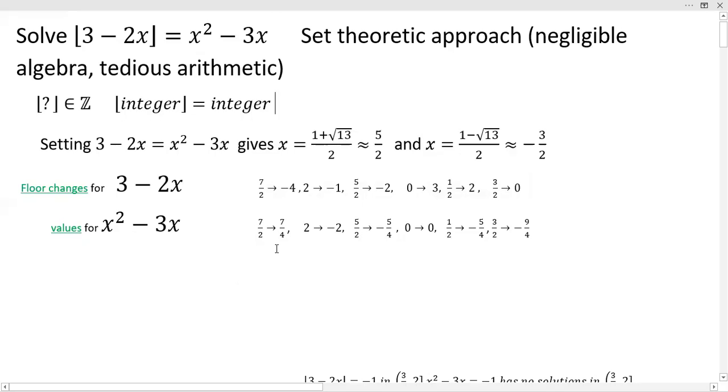Now I was just kind of spitballing and putting numbers in there to see what was close, but you'll notice 2 is where you have a floor change. When you put 2 in over here, you get -1, and the floor of -1 is of course -1. But notice here, when you put 2 into the function, you also get -2. So they're not far away. The floor value of -1 and the functional value of -2.